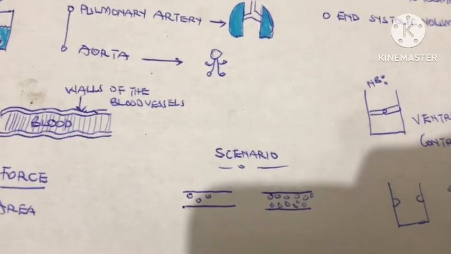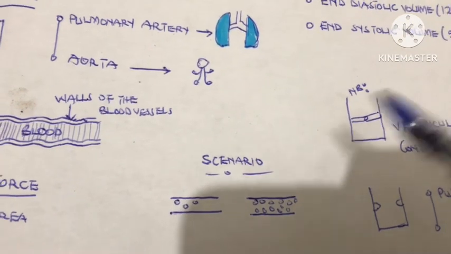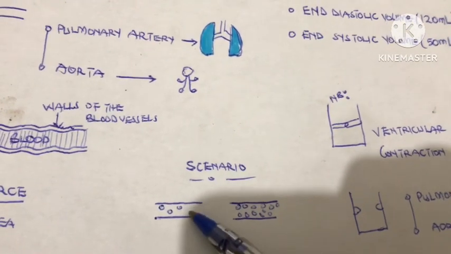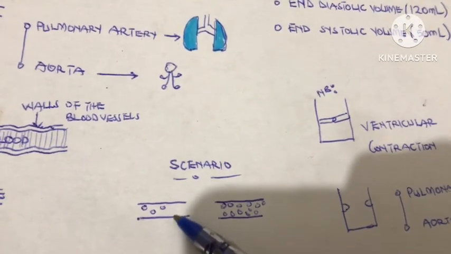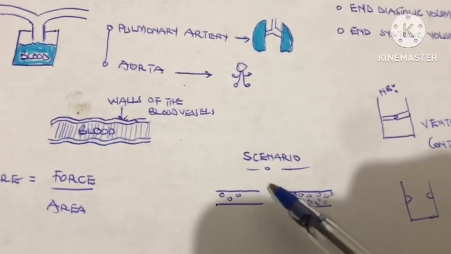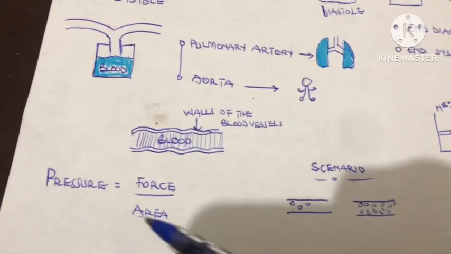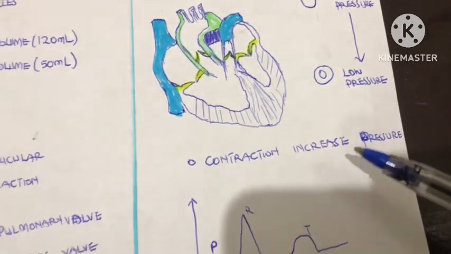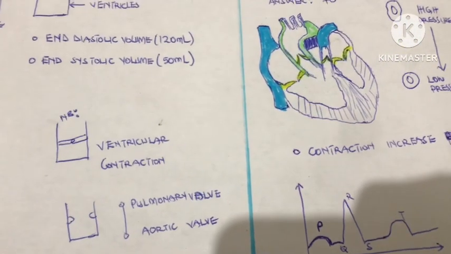Whenever something contracts, let me use the blood vessels to explain. When the blood vessels contract, that means the diameter of the blood vessels decreases, and now the blood in it will exert more force on the walls, and that will increase pressure. So whenever there is contraction, there is an increase in pressure. When there is relaxation, there is a decrease in pressure. So contraction actually increases pressure.